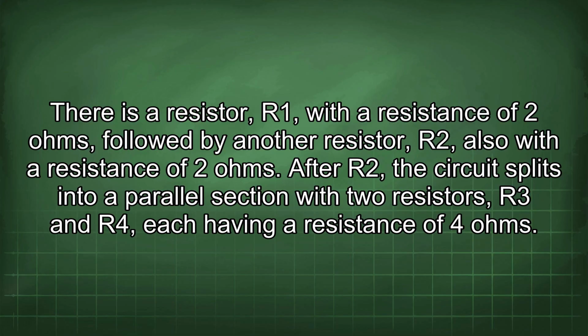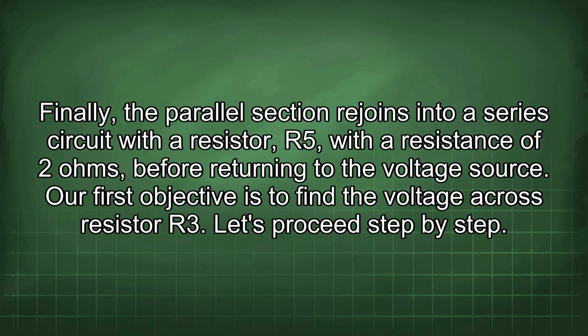There is a resistor, R1, with a resistance of 2 ohms, followed by another resistor, R2, also with a resistance of 2 ohms. After R2, the circuit splits into a parallel section with 2 resistors, R3 and R4, each having a resistance of 4 ohms. Finally, the parallel section rejoins into a series circuit with a resistor, R5, with a resistance of 2 ohms, before returning to the voltage source.